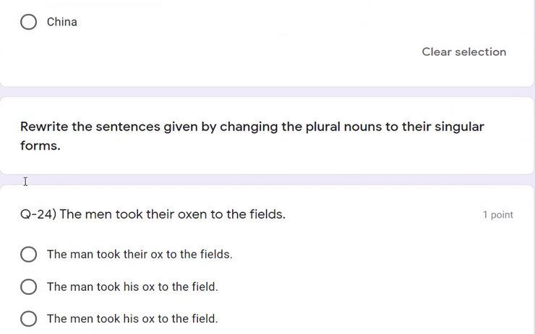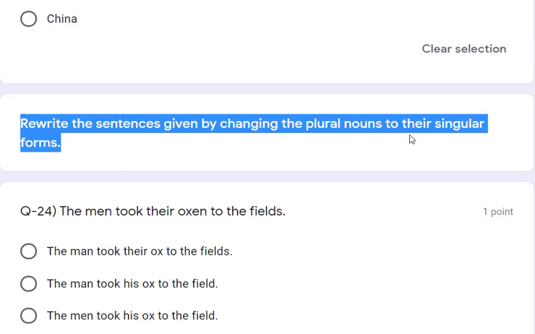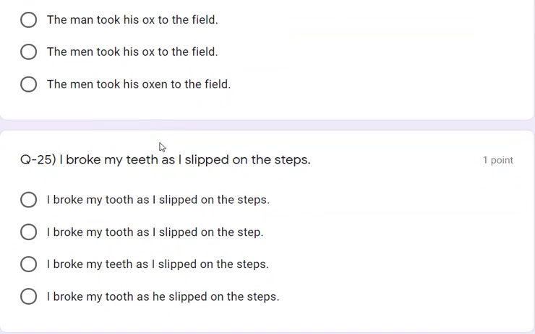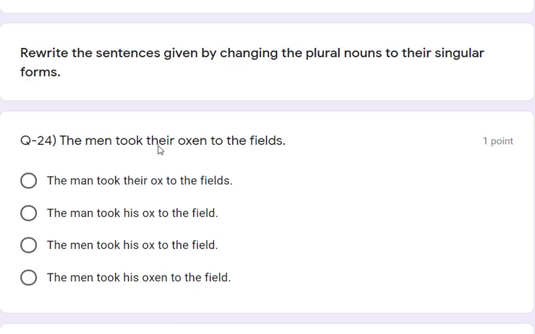Now rewrite the given sentences by changing the plural nouns to their singular form. Here in question number 24 and 23, what is given? Sentences are given. Those are in plural with a plural noun. What do we need to do? We need to write them in singular form. Okay, let's see the first one, 24.